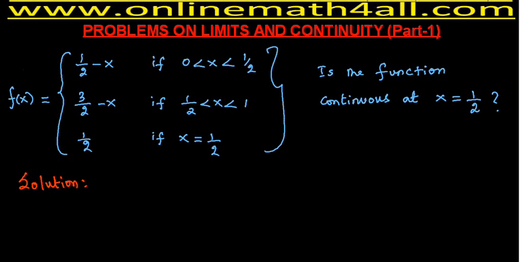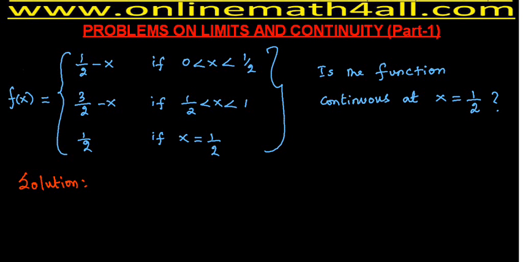So a piecewise function is given. We have to check whether the piecewise function f of x is continuous at x is equal to 1 over 2. Okay, I'll just tell you the way in which the given problem is to be solved. Whenever we have a piecewise function and we want to check whether it is continuous at some particular value of x, we have to find the left hand limit and right hand limit for the given value of x. If the left hand limit and right hand limit are equal, we can say that the given function is continuous at the particular value of x.